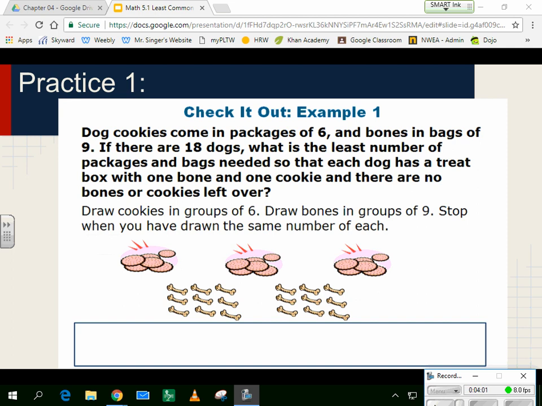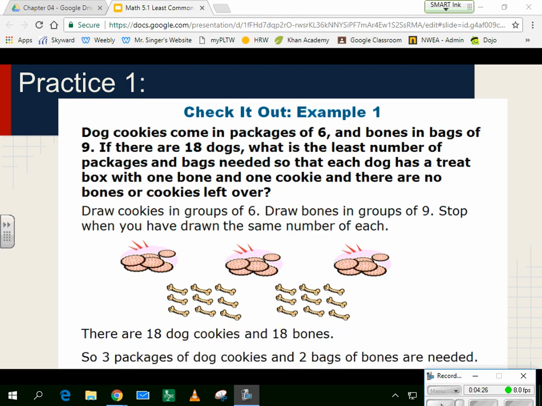It's your turn now. Dog cookies come in packages of 6 and bones in bags of 9. Woof, woof, woof. If there are 18 dogs, what's the least number of packages they'll get of cookies and bones? I know this problem may be rough, but I think you can solve it. Come back when you think you have found how many of each you need, and the pictures should help you here with this one. Good luck.